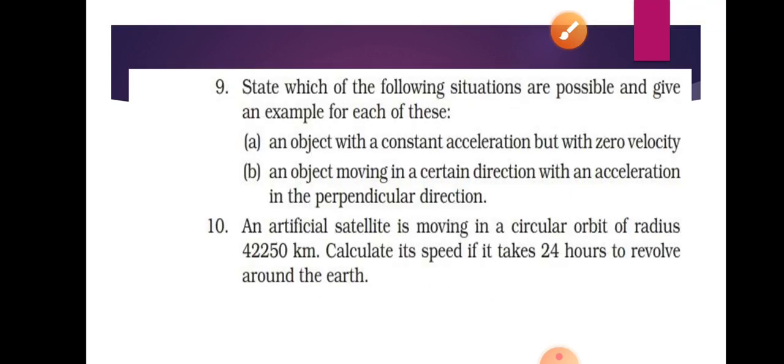Now question number 9. State which of the following situations are possible and give an example for each of these. An object with constant acceleration but with zero velocity. Now this is very simple. Constant acceleration but zero velocity.